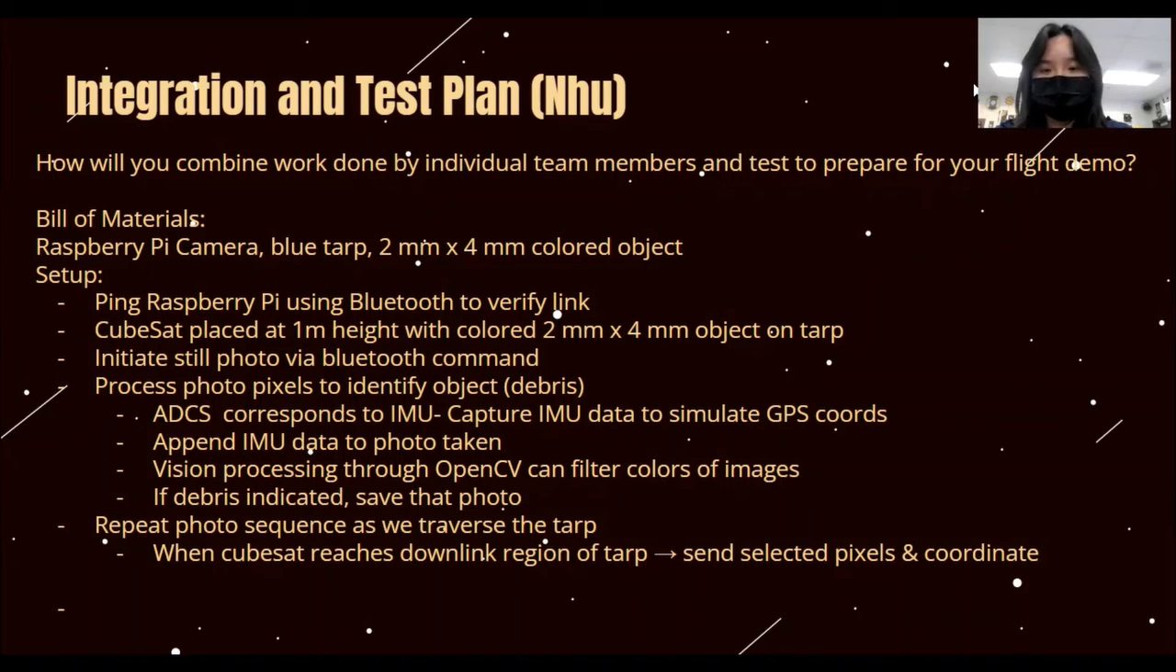This process would be repeated as we go through the tarp, because the Raspberry Pi would not be a still object in space. When the CubeSat reaches the downlink region of the tarp, where it is able to send its data down, we'd send the selected pixels and the coordinates of the debris.